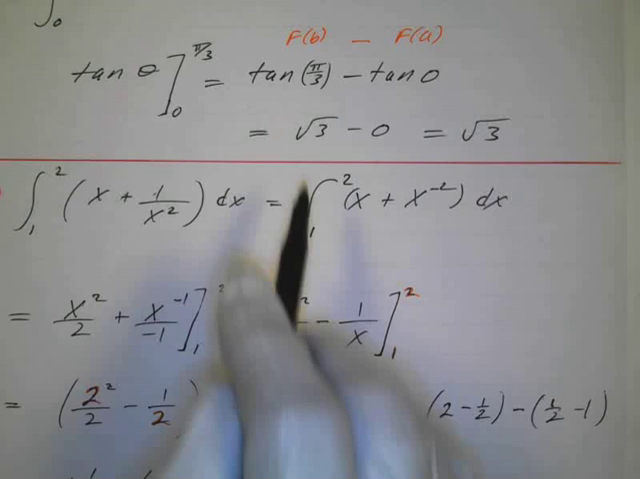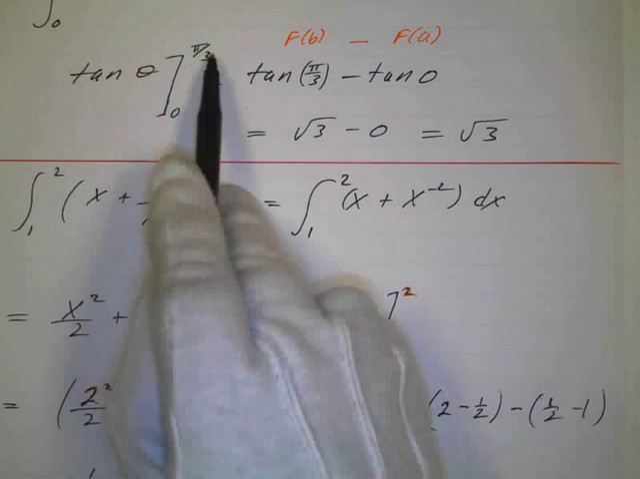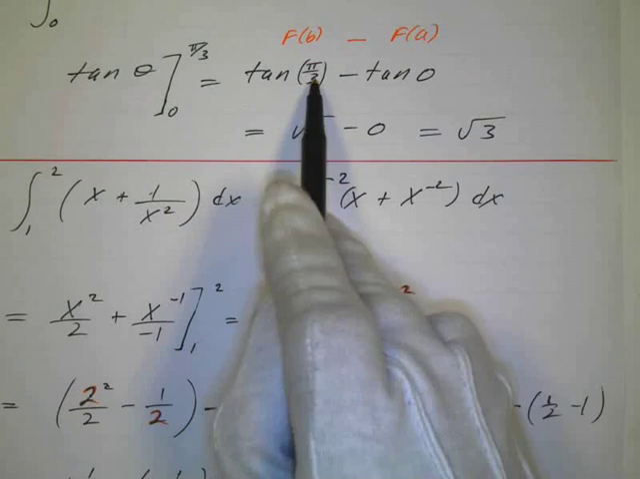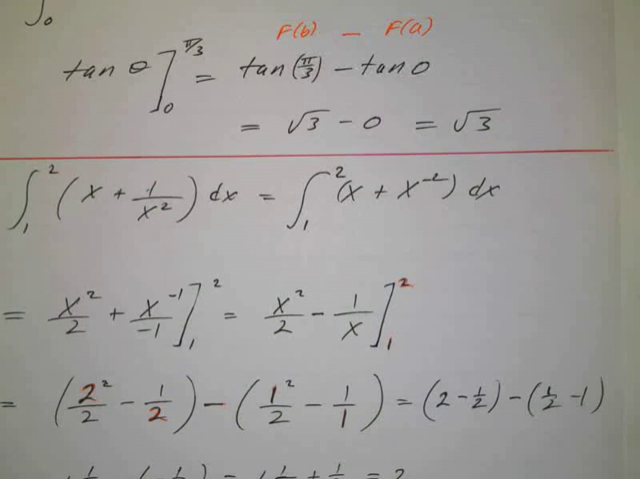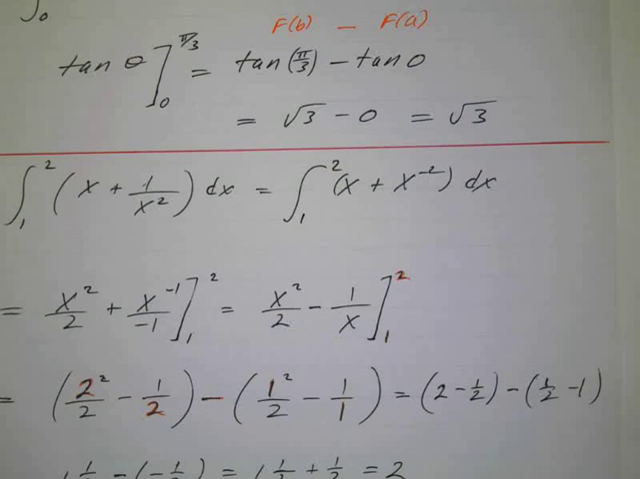F of b will be the tangent of pi over 3 minus the tangent of 0. The tangent of pi over 3 is the square root of 3. Tangent of 0 is 0, so we just have the square root of 3. Okay, number 2, this is pretty easy.